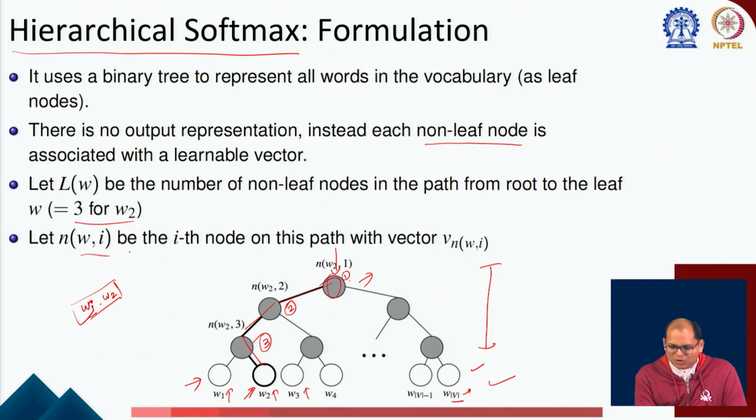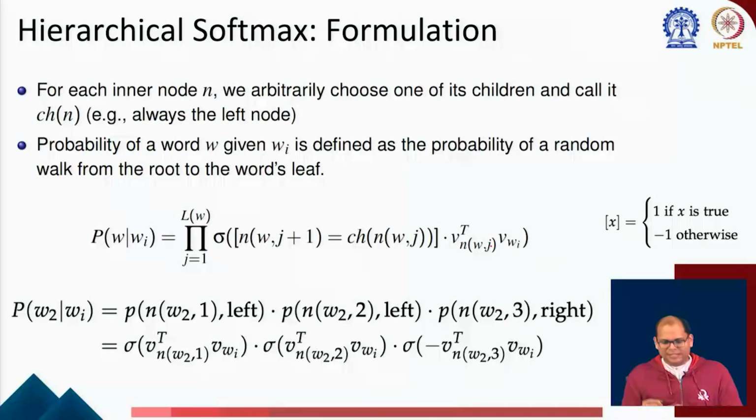And let us say Wi is the ith node on this path with vector V and Wi, because they are all learnable vectors. Now, how do you model this similarity? So, for each inner node, there is a nice trick that they use.